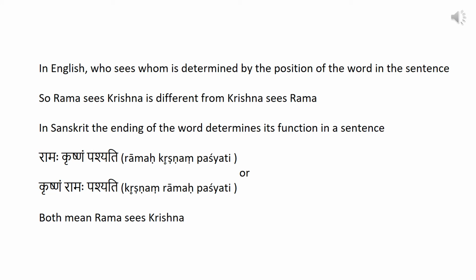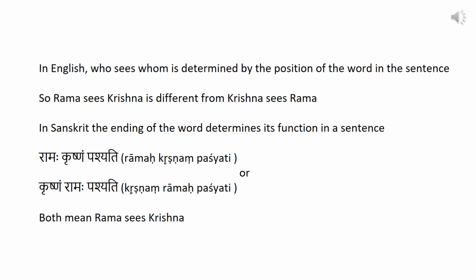The second thing to note is how subject and object are determined in Sanskrit. In English, who sees whom is determined by the position of the word in the sentence. From the sentence, Rama sees Krishna, we know that it is Rama who is doing the seeing and it is Krishna who is being seen.